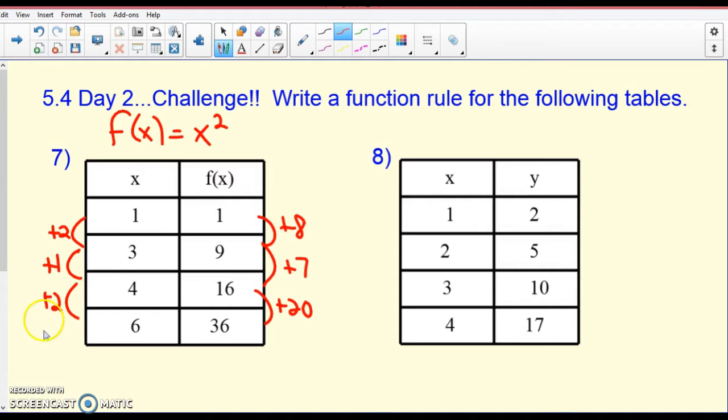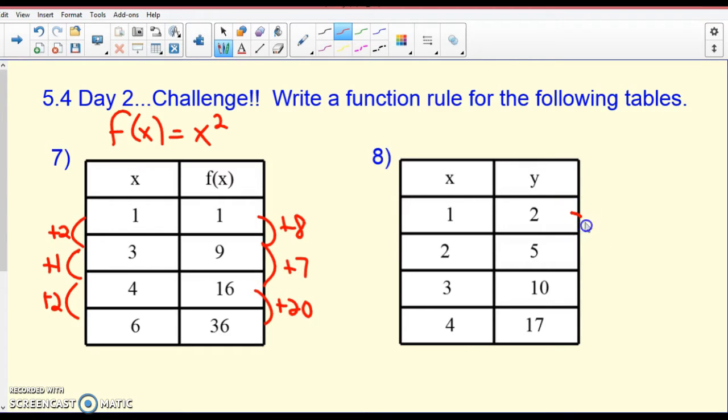Will that work? If x is 1, 1 squared is 1. If x is 3, 3 squared is 9. 4 squared is 16, and so on. There we go. So we try to find a function the way we know how to do it, finding the rate of change, which is the change in y over change in x, and then finding the initial amount, but it didn't work. So now we have to look deeper.